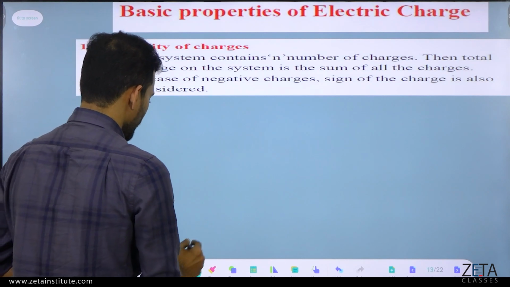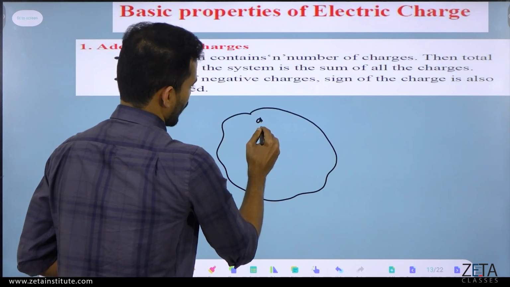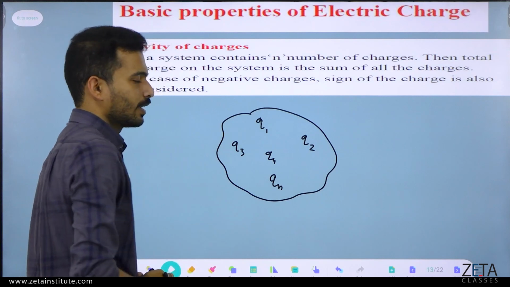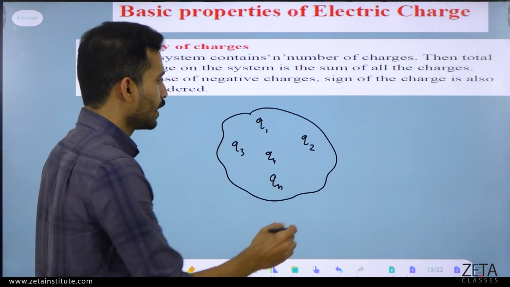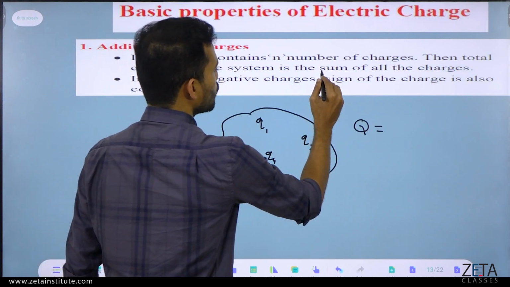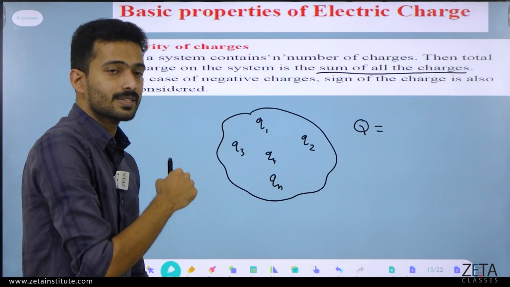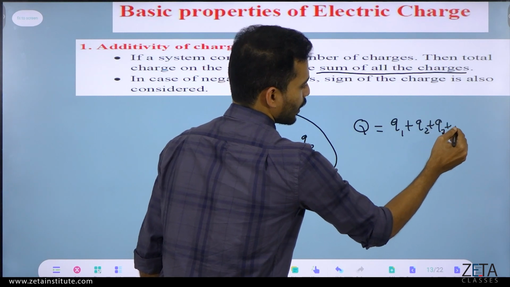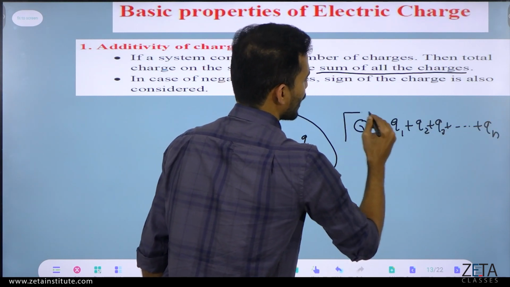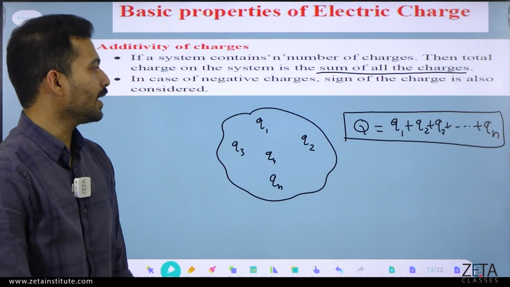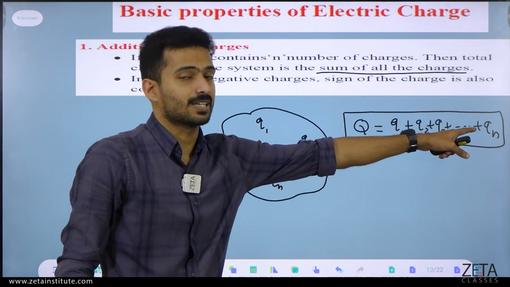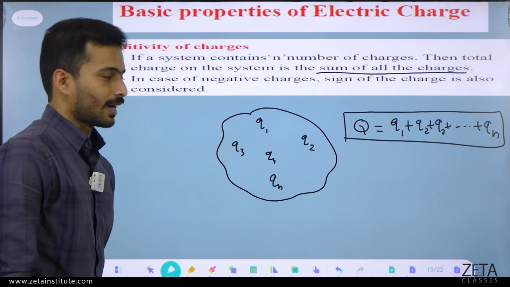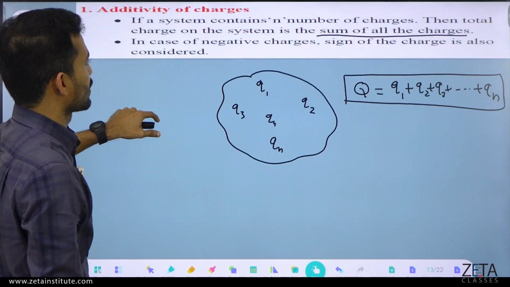For example, a body contains different charges. One is Q1, Q2, Q3, Q4, etc., Qn. So what is the total charge of the system or total charge of the body? The total charge of the body is the sum of all the charges, which can be written as Q1 plus Q2 plus Q3 plus etc. plus Qn. Then one more point: in case of negative charges, the sign of the charge is also considered.